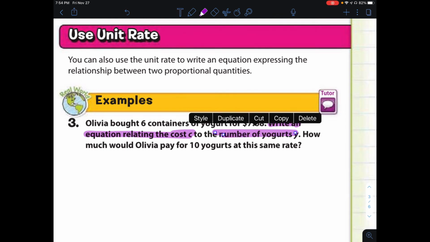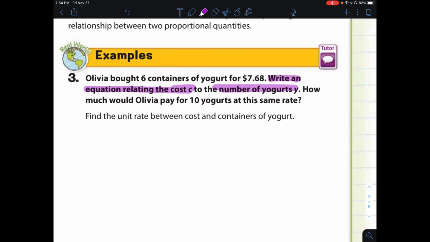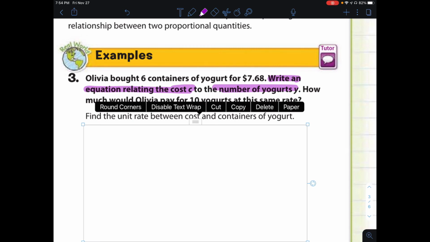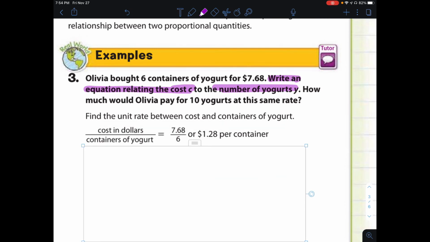So if we follow what it's saying on the second sentence, first off, we need to find the unit rate between cost and the containers of yogurt. So following the second sentence, we create a ratio of cost C in dollars over containers of yogurt Y. So that means this is $7.68 over 6 containers. To find our unit rate, we simply divide the numerator by the denominator. So 7.68 divided by 6 will give us $1.28 per container. That is our unit rate.